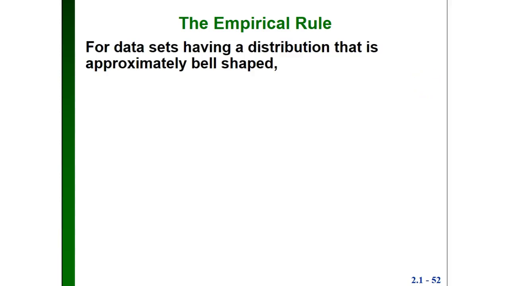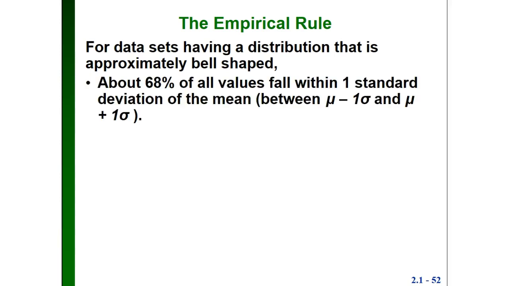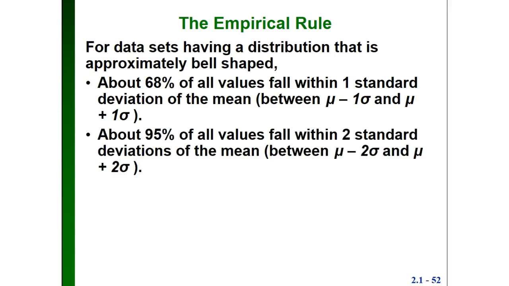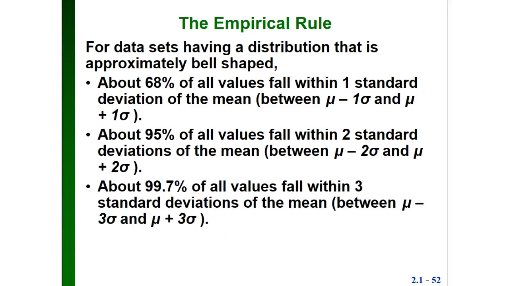In this video, we're going to talk about the empirical rule. The empirical rule works for data sets that have a distribution that is approximately bell-shaped. And what it says is that if we have an approximately bell-shaped distribution, about 68% of the data values fall within one standard deviation of the mean. So between one standard deviation below the mean and one standard deviation above the mean. About 95% of the values fall within two standard deviations of the mean, and about 99.7% of the values fall within three standard deviations of the mean.